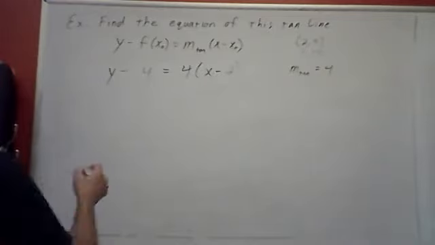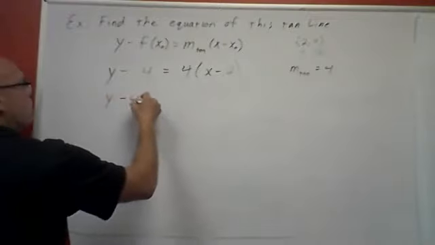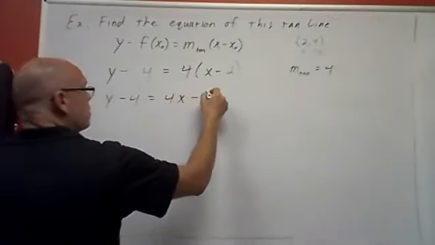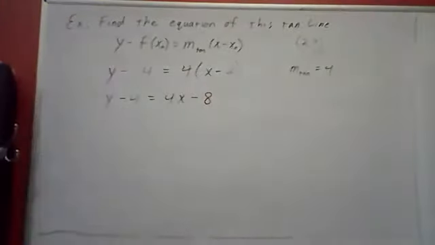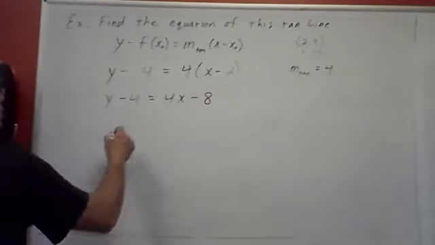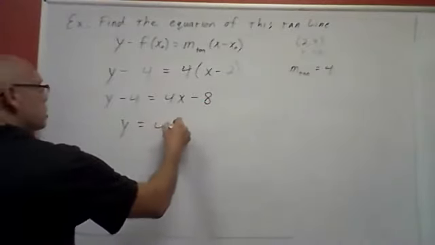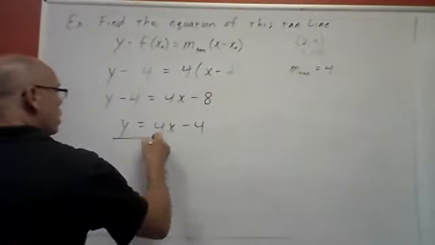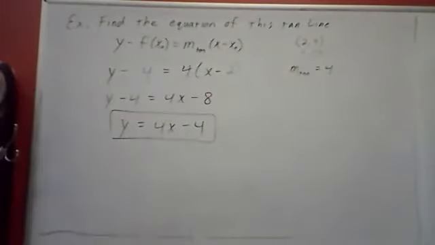All right, let's simplify this. So y minus 4 is equal to 4x minus 8. And if I go ahead and add 4 to both sides, I get y is equal to 4x minus 4. That's the equation of that tangent line, not just the slope, but the equation of it.